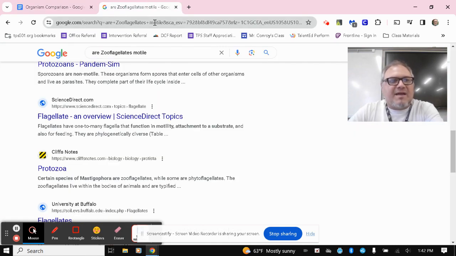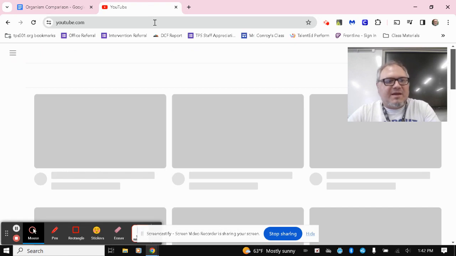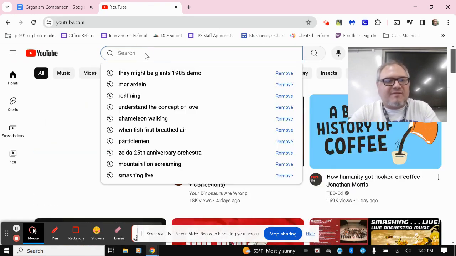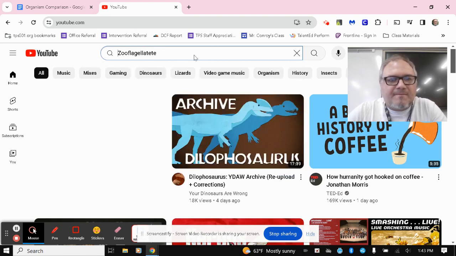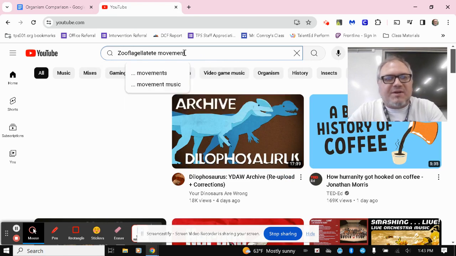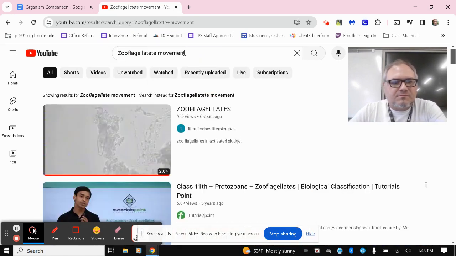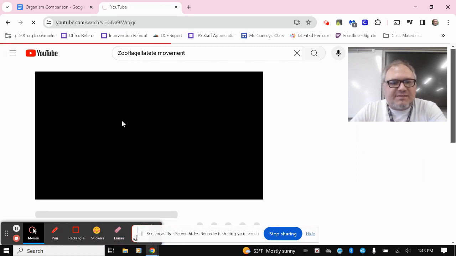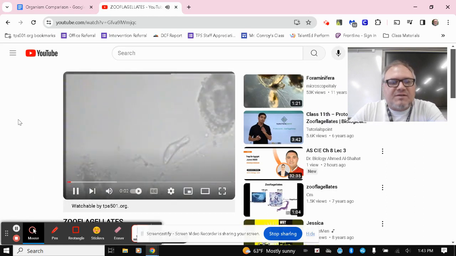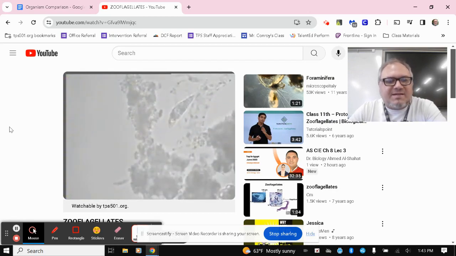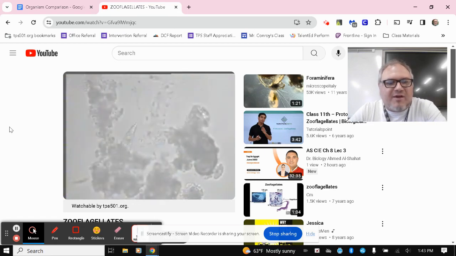The other thing I would recommend as far as trying to figure out if it's motile is to see if you can find a video on YouTube of it moving. So let's again do Control V to paste in zooflagellate again. Oops, okay, it did it twice for me. And then I'm going to type in movement. So here's a little video called zooflagellates. I click on it. So here we go. We're seeing the actual clip. So here's a zooflagellate that they're tracking here, and we can see it's capable of independent movement. It is moving around in the video.